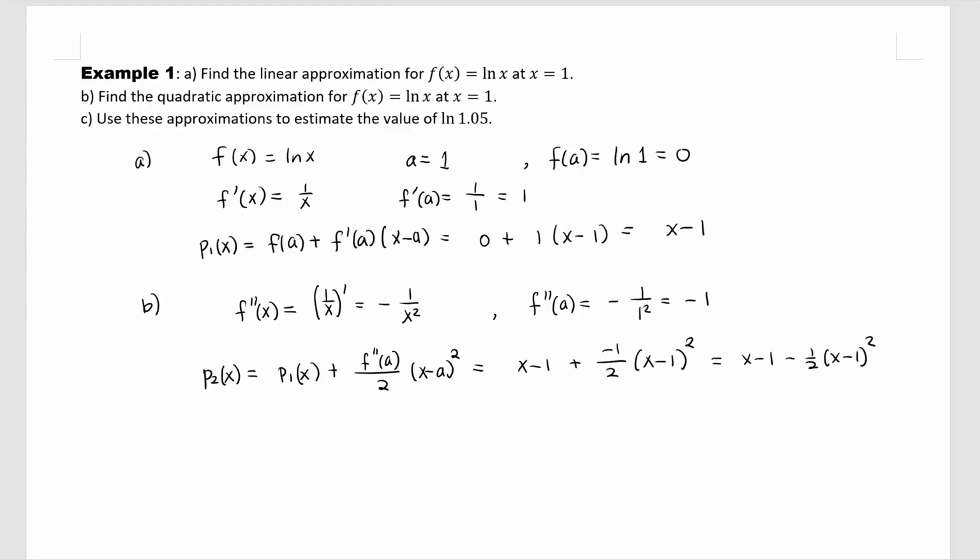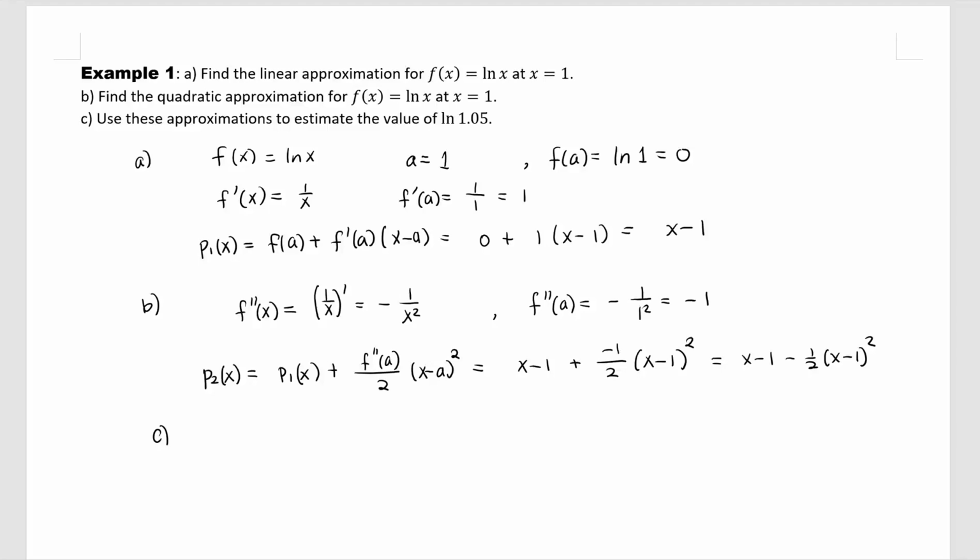So far, so good, everybody? So part C: use this approximation to estimate the value of ln of 1.05. The main goal of using this approximation is, suppose we don't have a fancy calculator. We have a calculator, but it's very basic. We can only do four operations: plus, minus, multiply, and divide. So ln of 1.05. Wow, how can we calculate that?